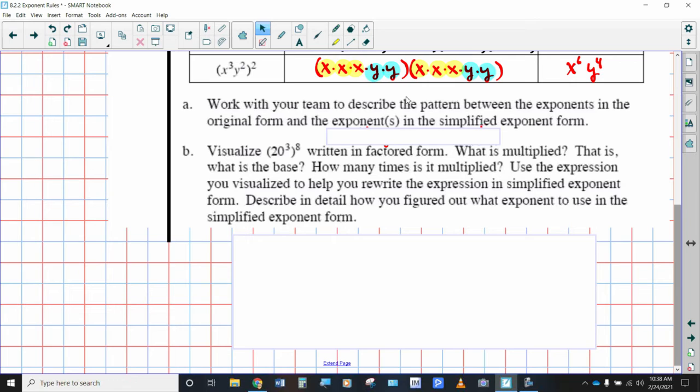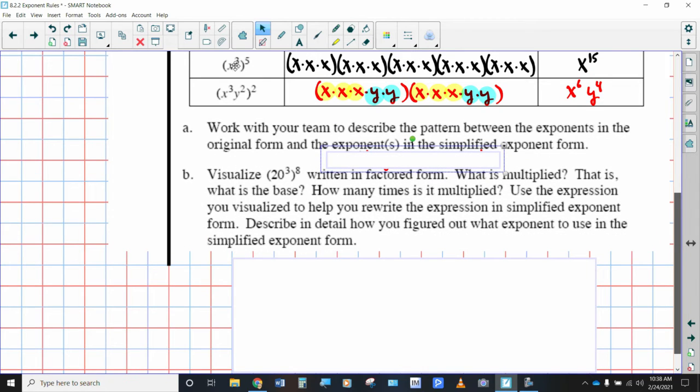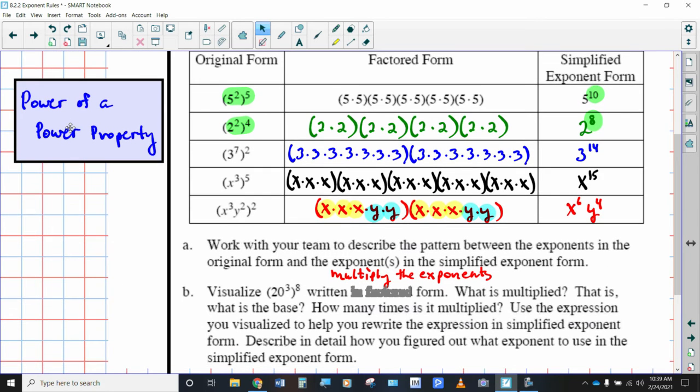So it says, work with your team to describe the pattern between the exponents in the original form and the exponents in this exponent form. And hopefully you recognize that here, let's just look at this problem here. You had a 3 and a 5 as your exponents, and in simplest form it becomes 15. So what are we going to do with those exponents? We are going to multiply exponents together whenever you are taking the power of a power.